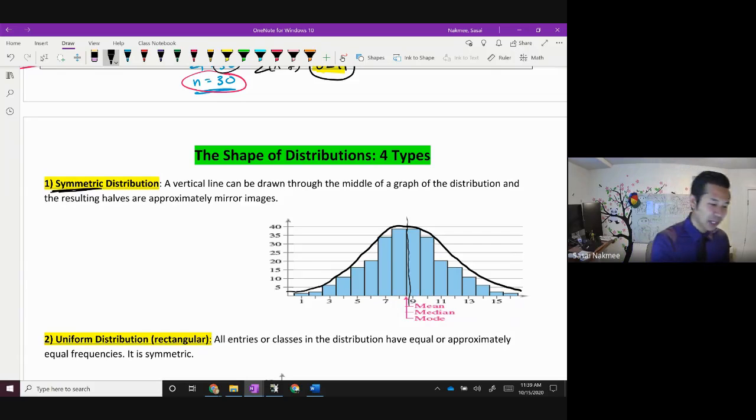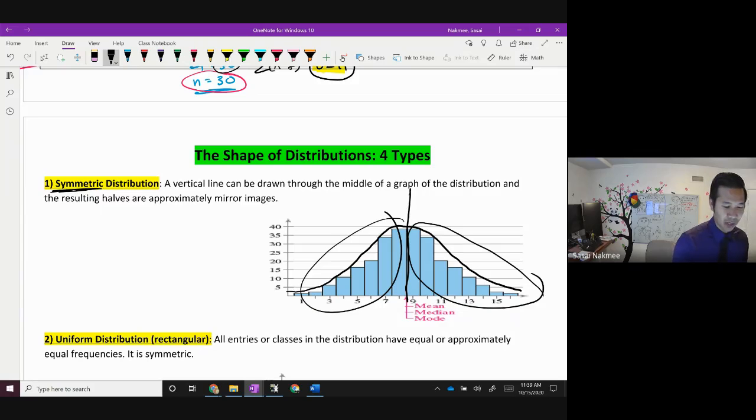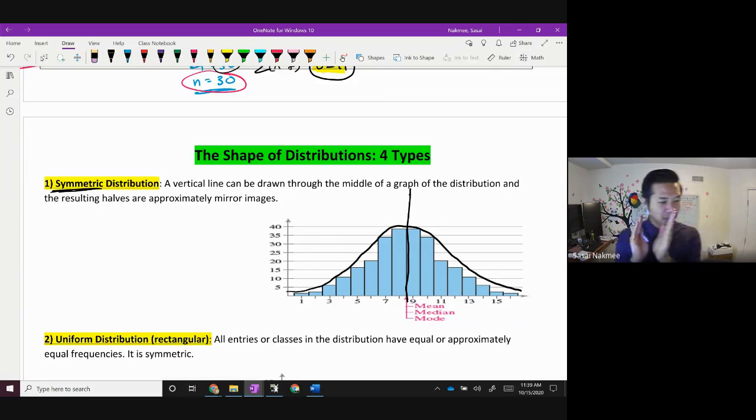If I drew a line right here, pretend that was a straight line that went through the middle, then I could say that 50% of my data is on this side and the other 50% of my data is on the other side, because it's a perfect symmetric distribution, right? They mirror themselves pretty much, right? That's the first one up.